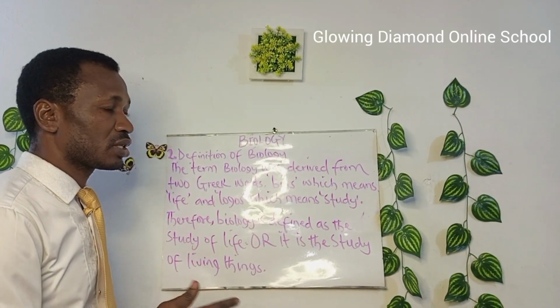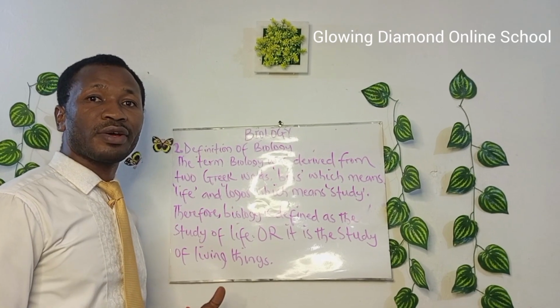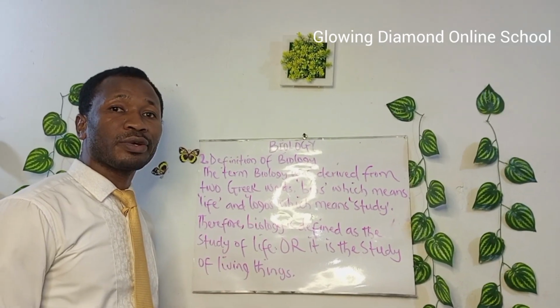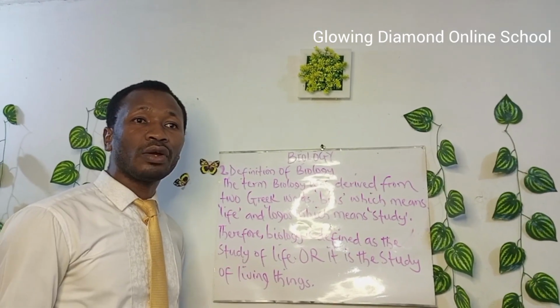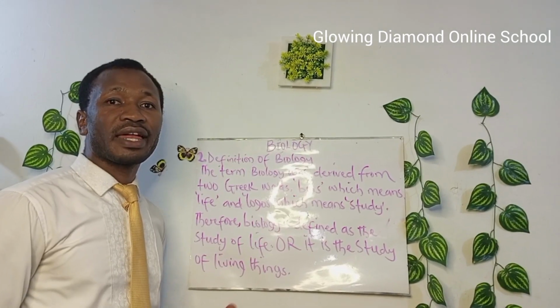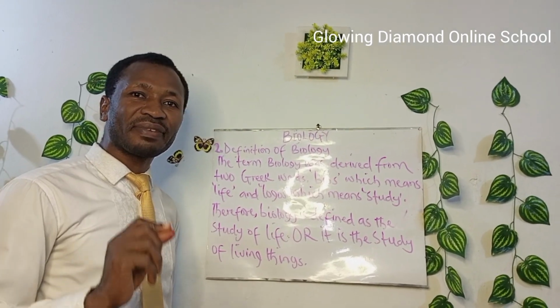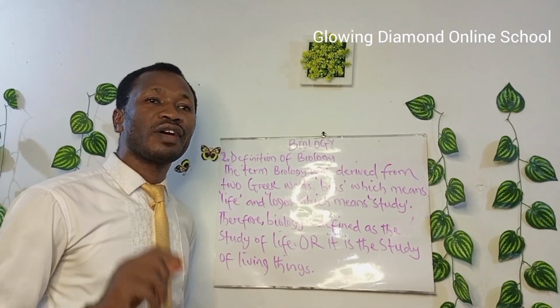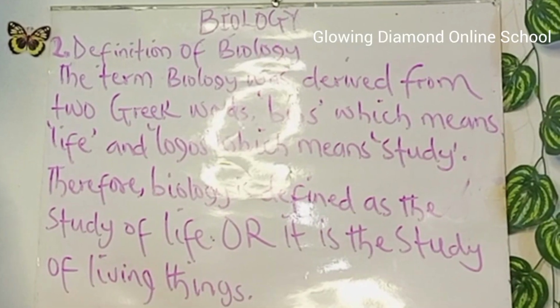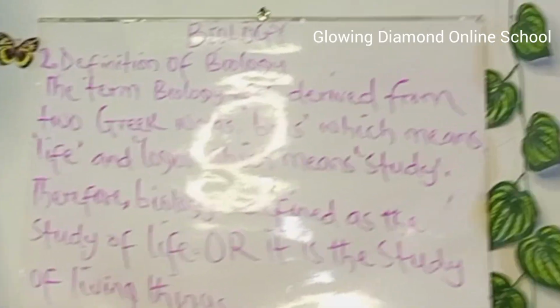Moving on to the second item, which is definition of biology. The term biology was derived from two Greek words, bios and logos. Bios means life, and logos means study. Therefore, biology is defined as the study of life or the study of living things.